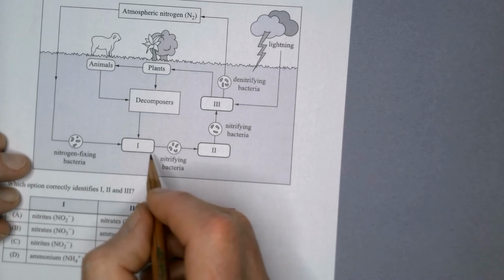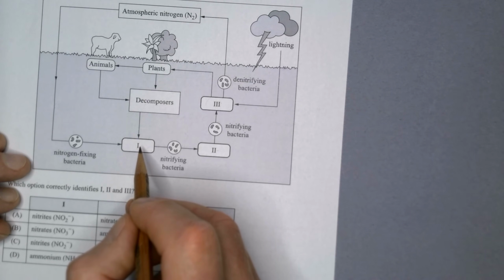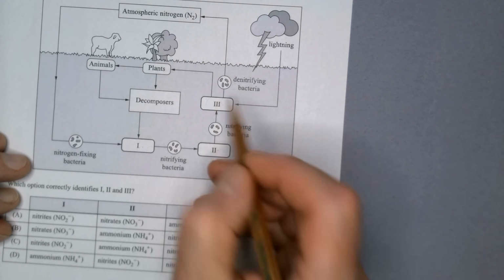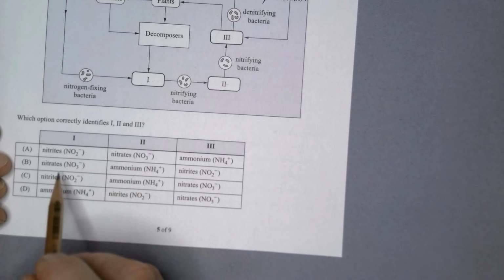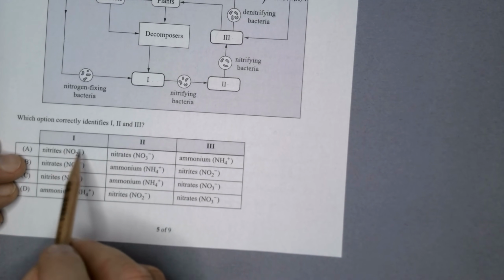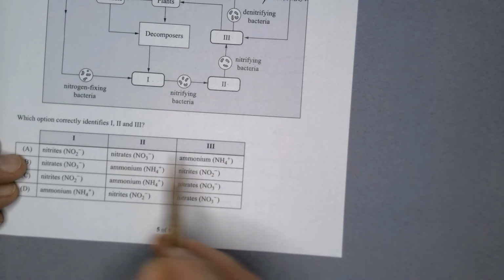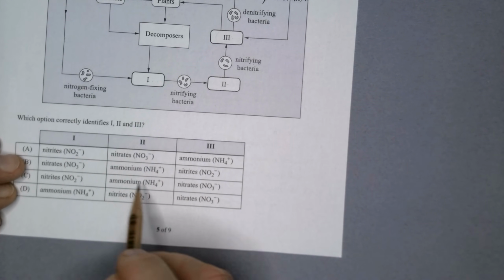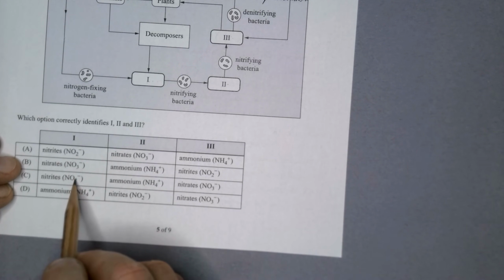So let's see. One should be ammonia, nitrite, nitrate. That's the order of things. Oh, they've given us a chemical formula for each one. So maybe we have to check those are correct as well, do we?